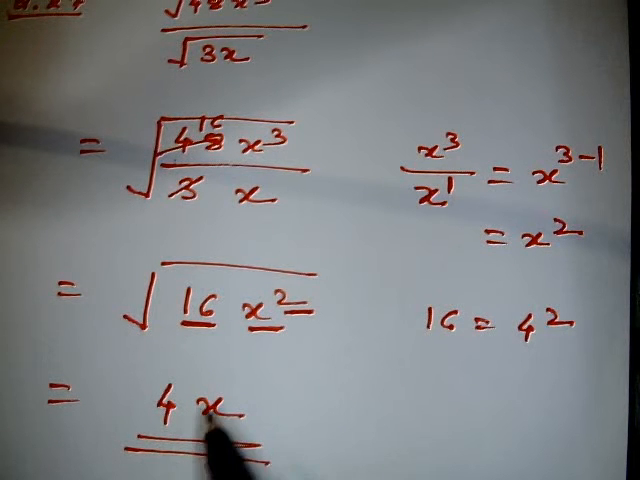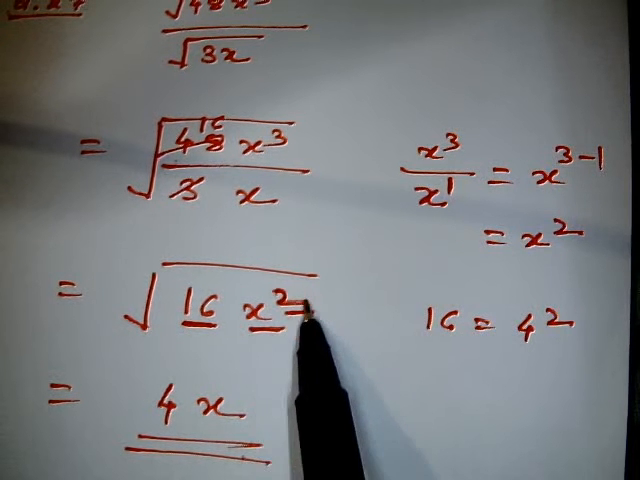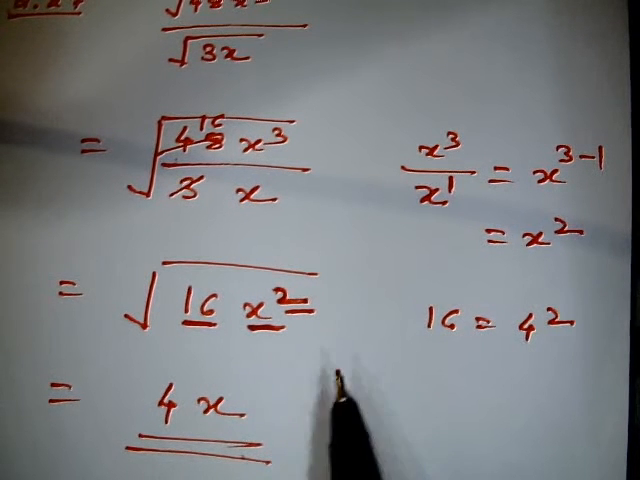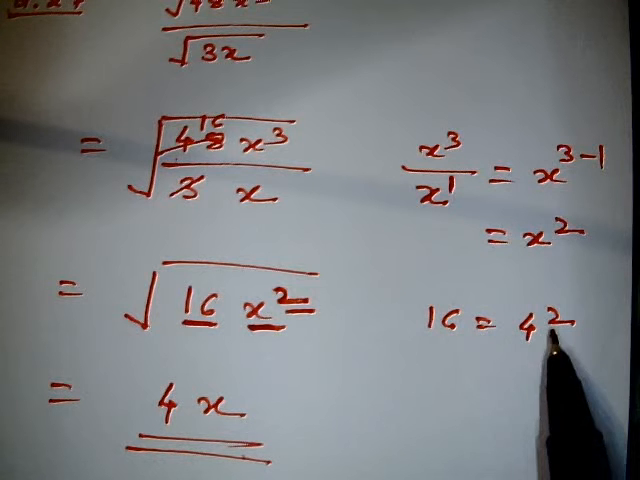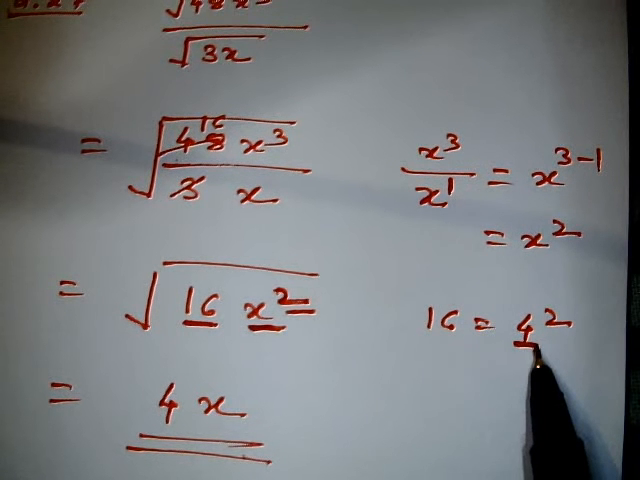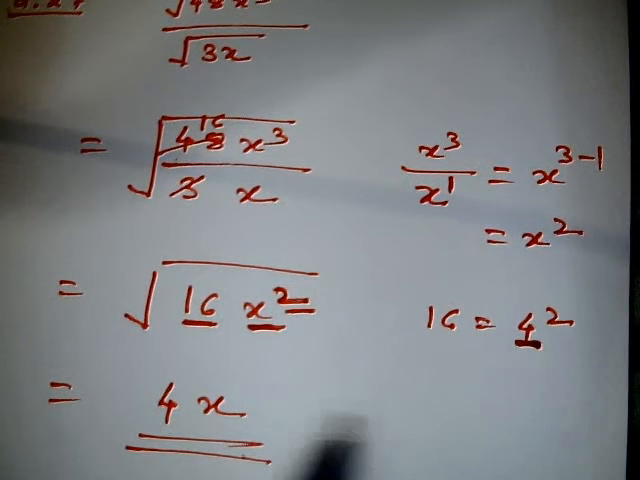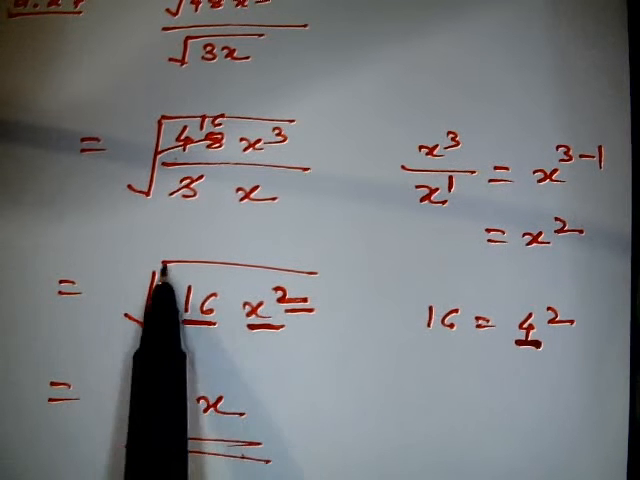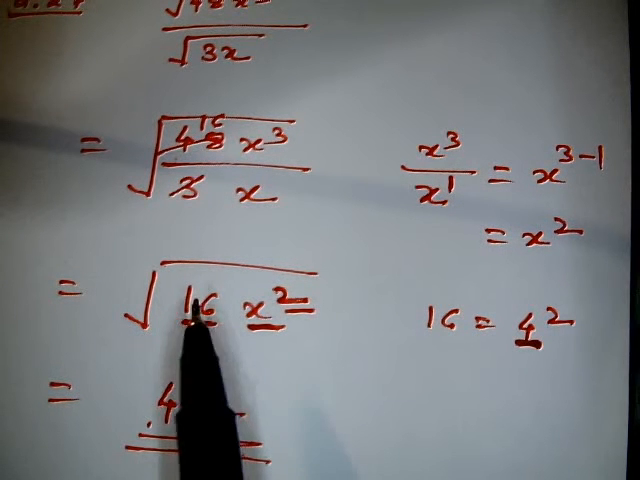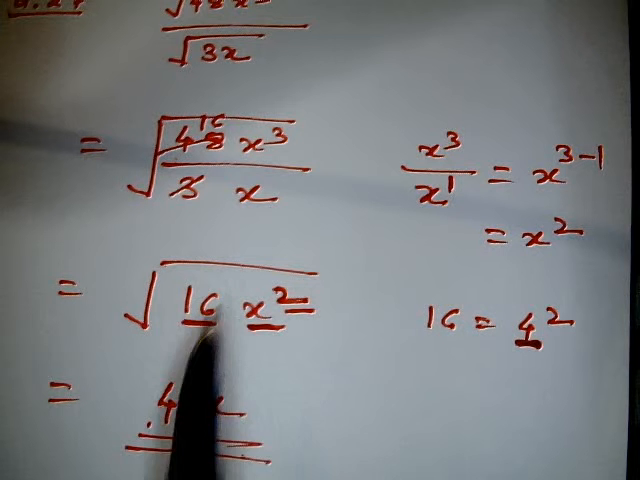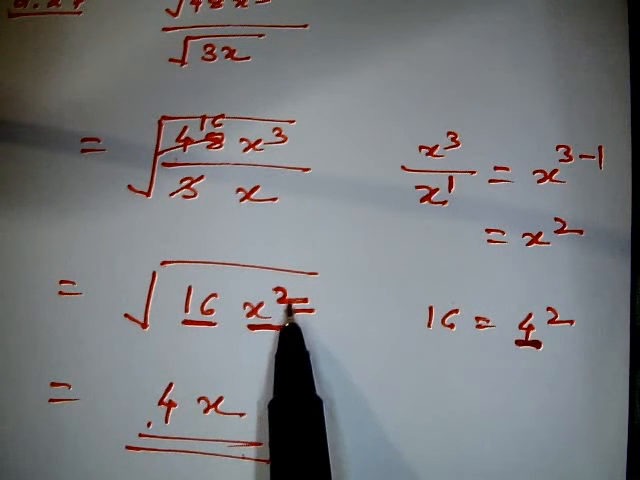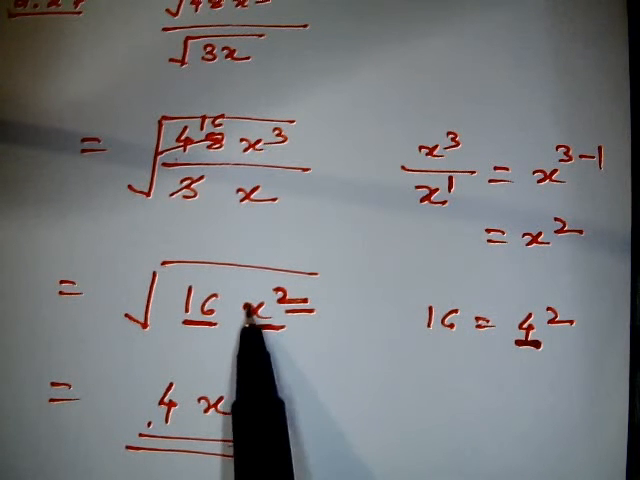Because the power 2 is there, it means that if you are able to represent any number in power 2, that base number is going to be your square root. Like over here no power is written, and this 16 is the square of which number? 4, so 4. This is already in the square form, so the x is going to be the answer.